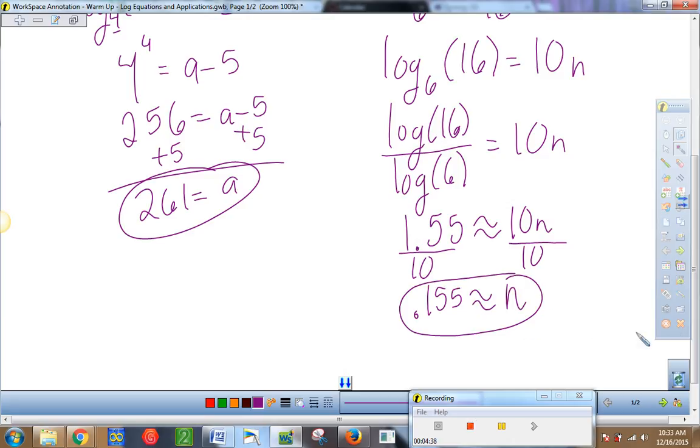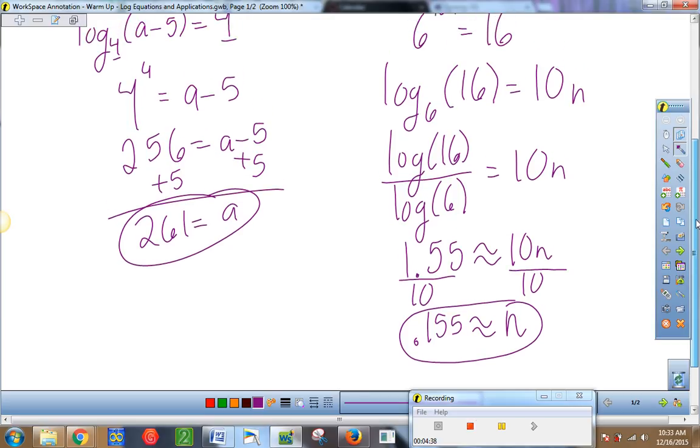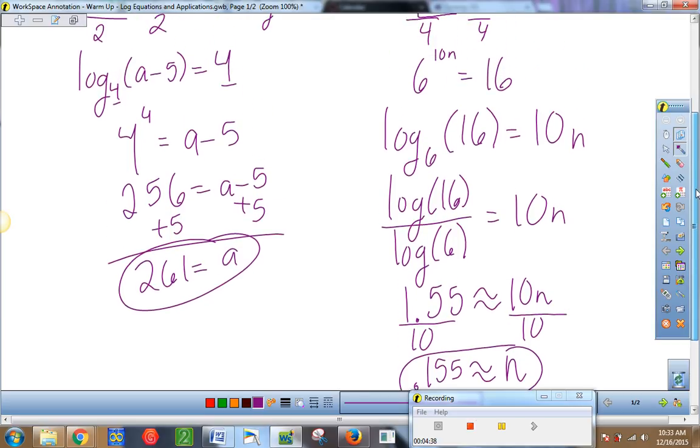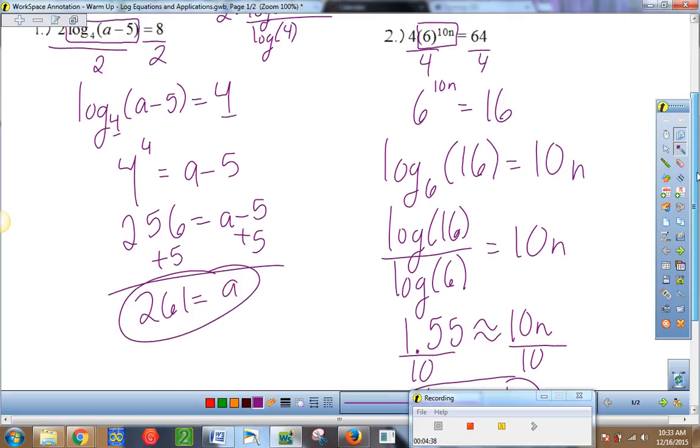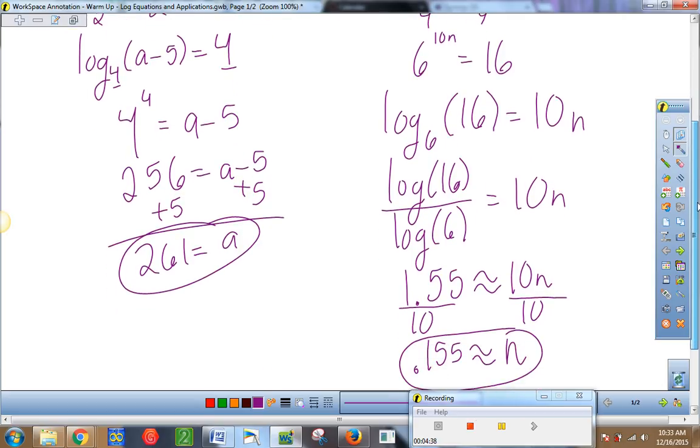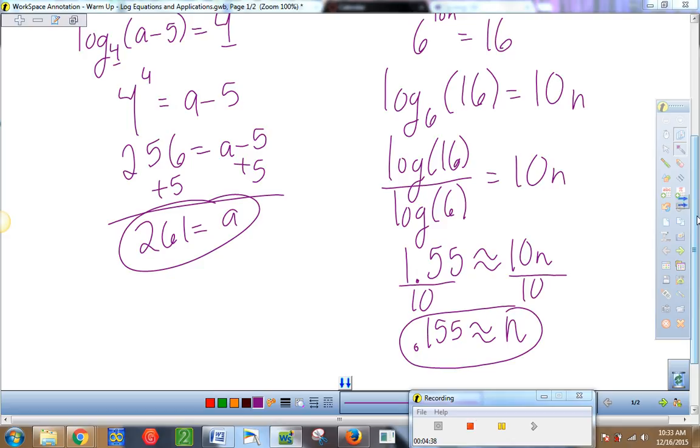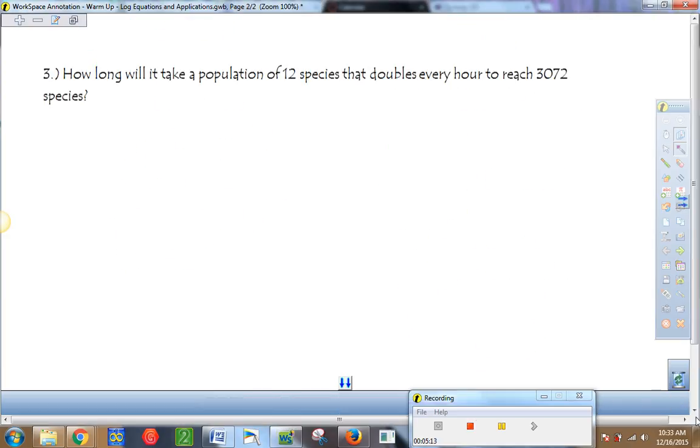This is a little bit harder to check because it's approximated, but you should get pretty close. If you substitute 0.155 in for your variable, you should get close to 64. Okay? Sound good? Smile and nod. Round and shake your head. Alright, how about the word problem?